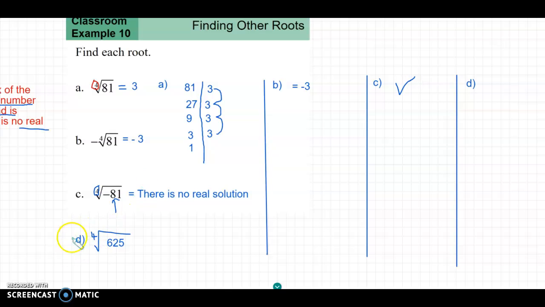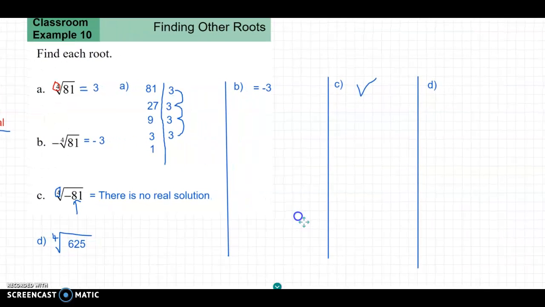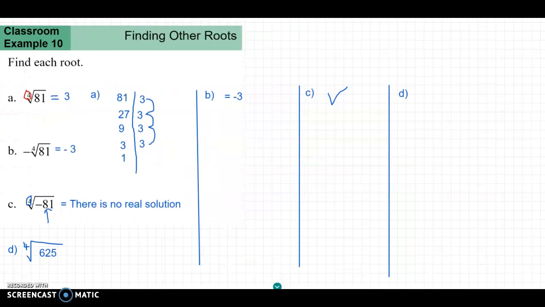Let's check what happens here in exercise D. We are going to find the fourth root of 625. We are going to do the same prime factorization for 625. Let's see what happens. We're going to find the factors for 625.